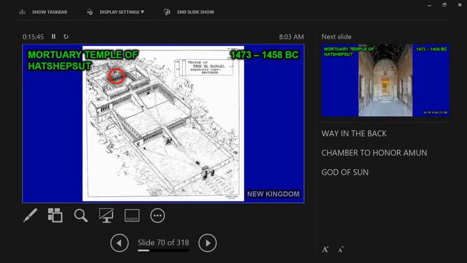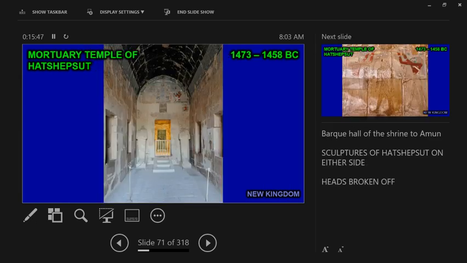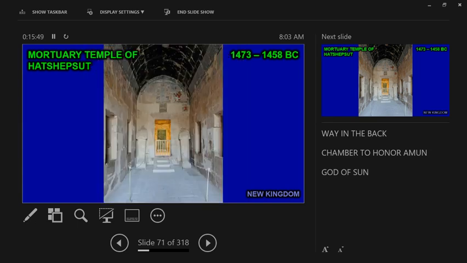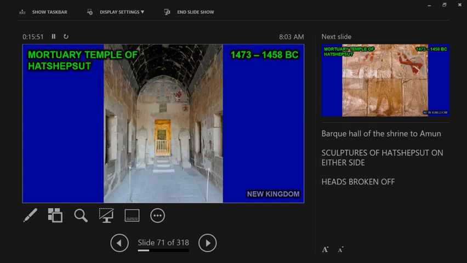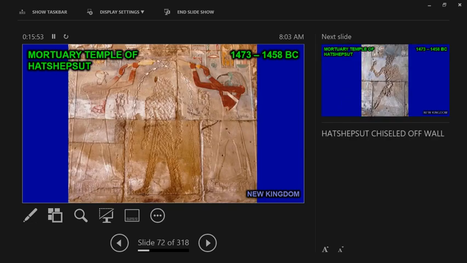And then way in the back is the chamber to honor the Amun, the god of the sun. And back here in this little chamber on the inside is what I wanted to show you. Do you see this figure right here? It's been chiseled off. That is Hatshepsut. The gods are honoring Hatshepsut, and somebody came in and chiseled her out of the wall.